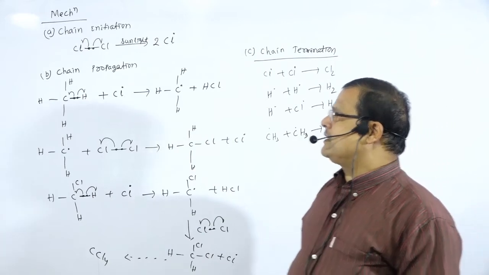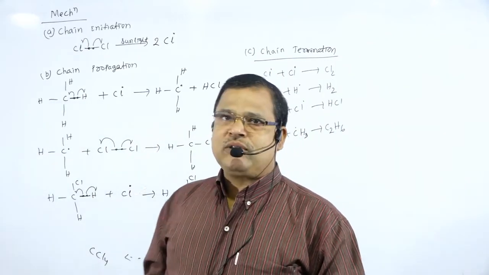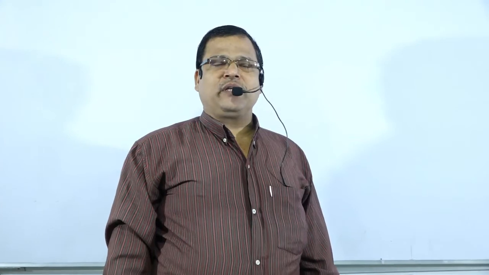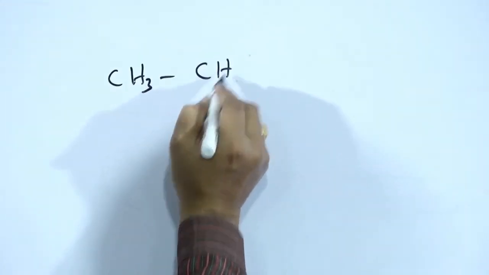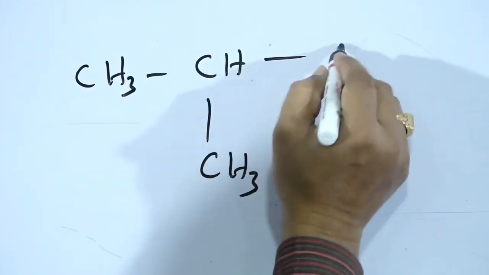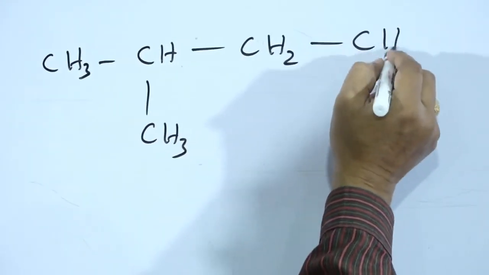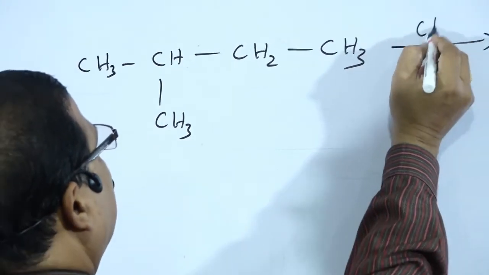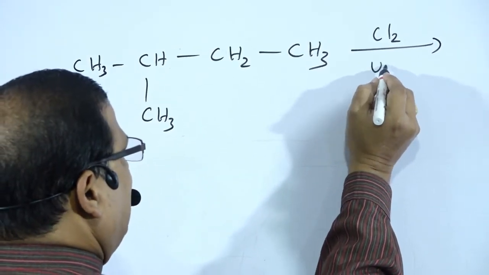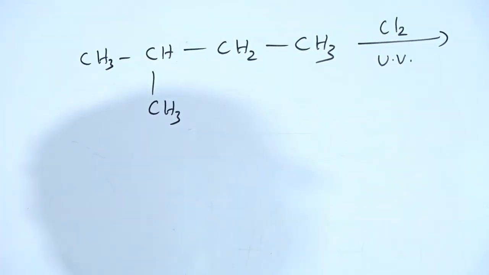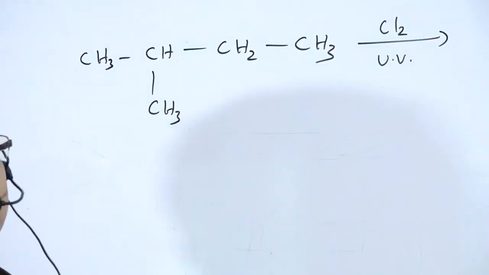Next we will give certain examples of this halogenation process. I have to give certain examples of how different types of products may be produced during halogenation. For example, CH3-CH-CH2-CH3. First we have to discuss what the different types of hydrogen atoms present in this molecule are.